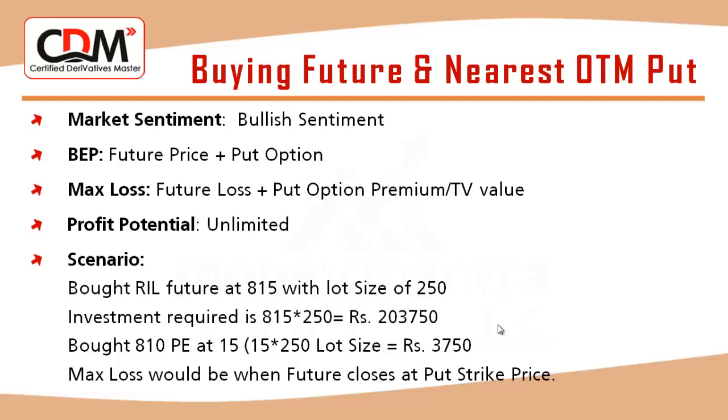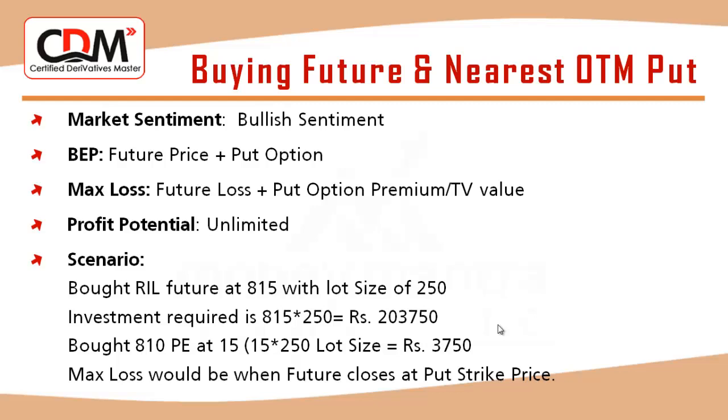Now the next strategy is buying future and nearest OTM put option. We apply this strategy when market sentiment is bullish, but not strongly bullish, when any particular stock is trading in a range or with an upward bias and there is no strong trend. In the previous Reliance example we expected the market to be extremely bullish; here it is bullish but not extremely so.